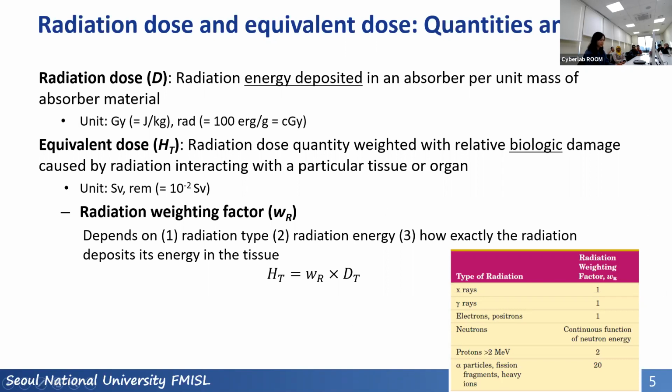So we have to consider these factors, and it also depends on the radiation energy, because if the X-ray or gamma has low energy, it will just have photoelectric absorption, but if it has high energy, it just penetrates. But for particles, if the energy is larger, it might cause more energy deposition. It also depends on how exactly the radiation deposits its energy in the tissue. So we can simply calculate the equivalent dose by multiplying the weighting factor and the dose.